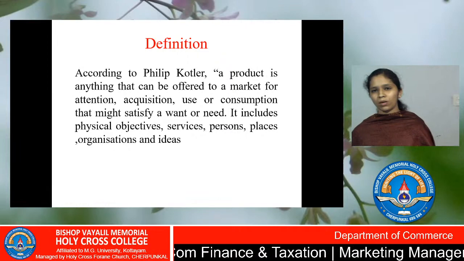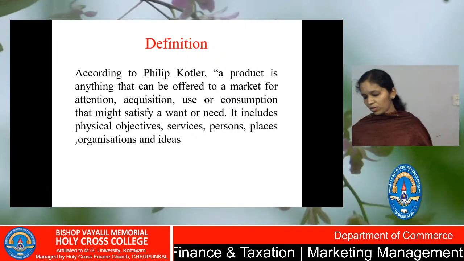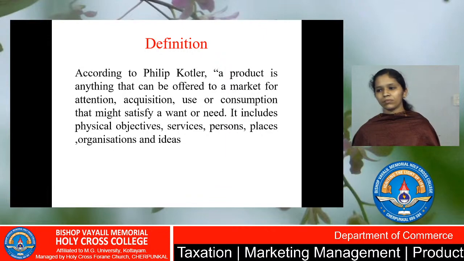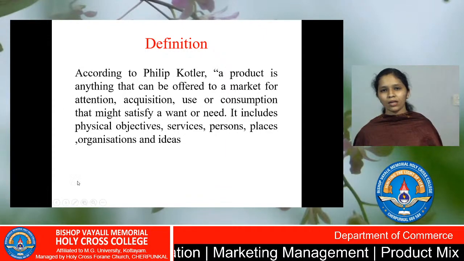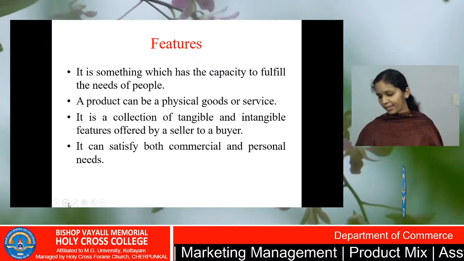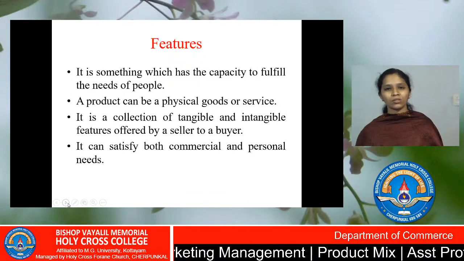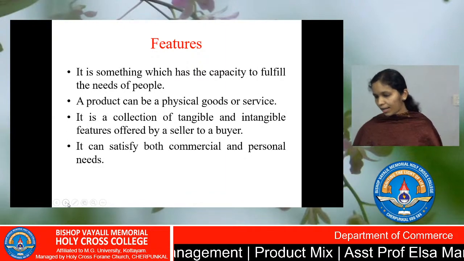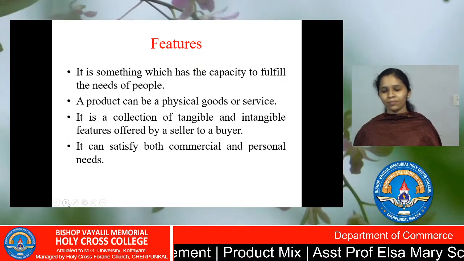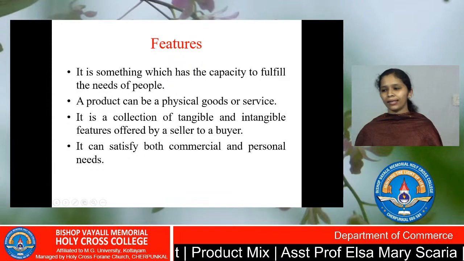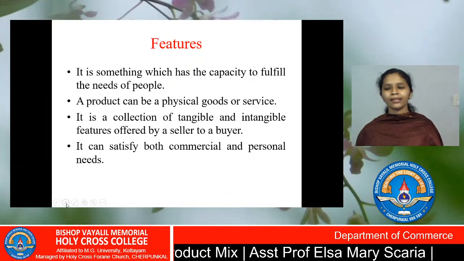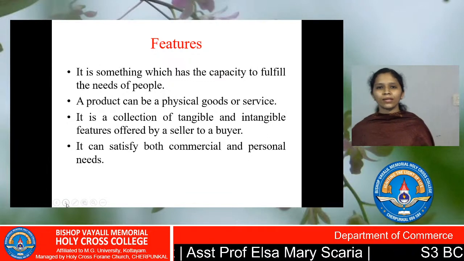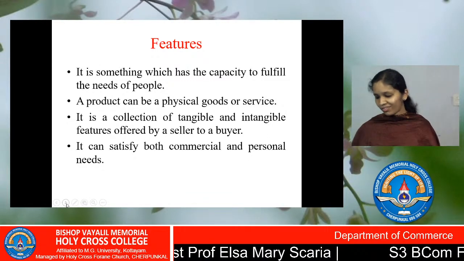It may be tangible or intangible. Then what are the features of a product? First one, it must have the capacity to fulfill the needs. Then a product may be physical goods or service. Then it includes tangible and non-tangible, and it should satisfy the commercial and personal needs. That means the commercial needs of the company, that is profit maximization, and the personal needs of the customers, that means their satisfaction. So these are the features.